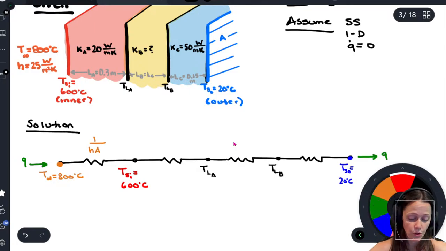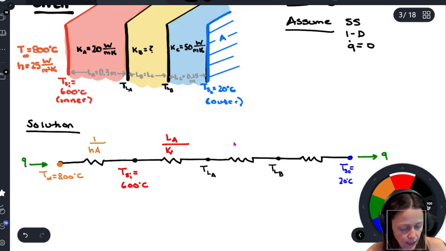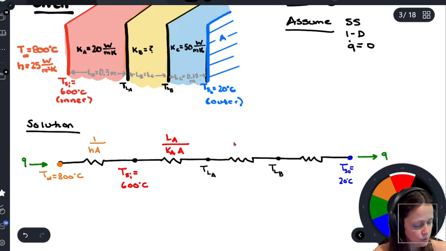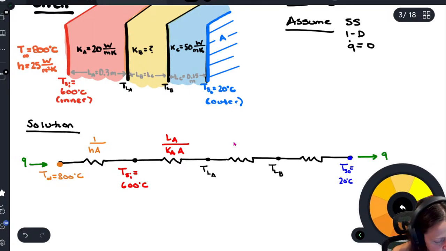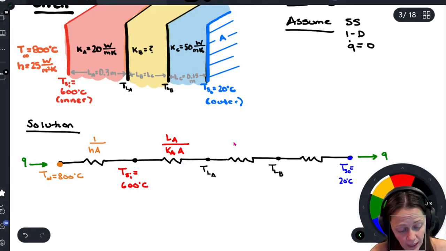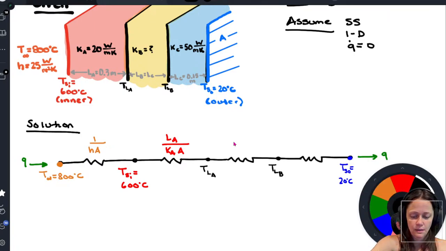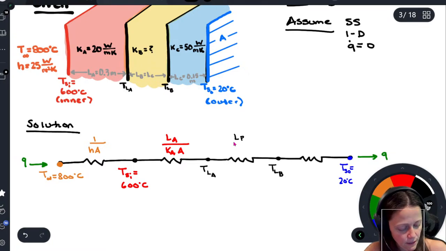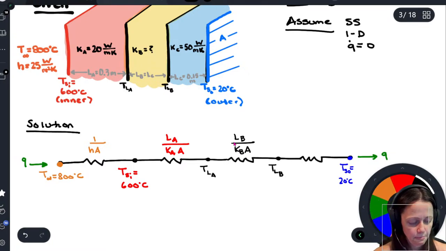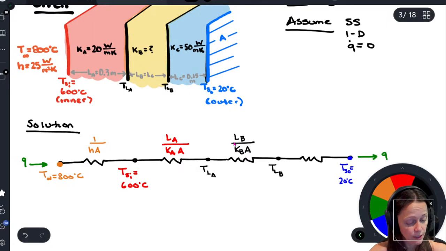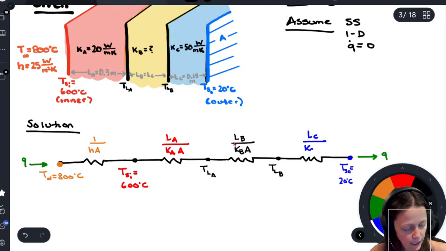The next one is the one through the layer A. So this is by conduction, and so it's going to be LA over KA times A. Next one's going to be through KB. I'm just going to put him as black. I know it doesn't matter. So this is going to be LB over KBA. And then the last one is going to be another resistance to conduction. So it's going to be LC over KCA.